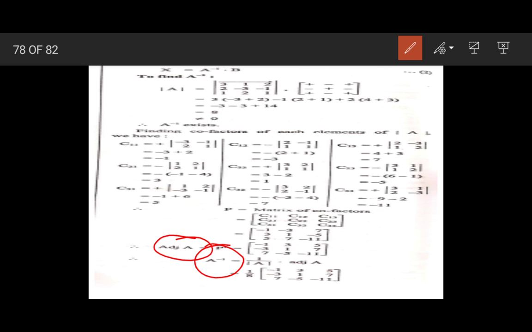And for A inverse, the formula is A inverse equal to 1 upon determinant of A into adjoint of A. So substitute the determinant of A value. Determinant of A is 8. Then write adjoint of A. Adjoint of A is this matrix. Okay. So 1 upon determinant of A into adjoint of A matrix.